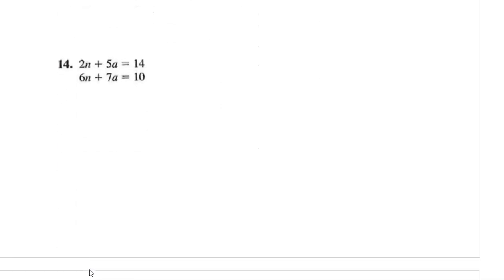Next, number 14. Solve the system using elimination method. To eliminate a variable by adding, we have to have opposite variable terms, but we don't have that. We have 2n and 6n. Those are not opposites. We have 5a and 7a. Those are not opposites. We need to create opposites.